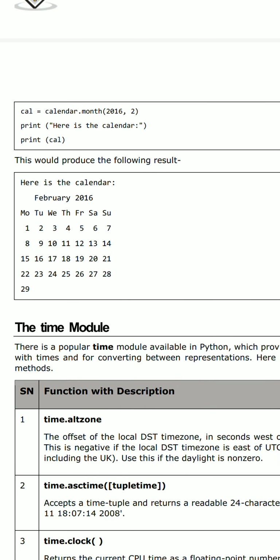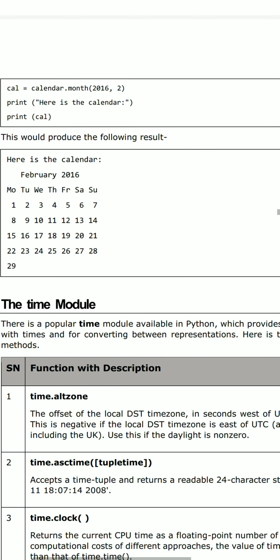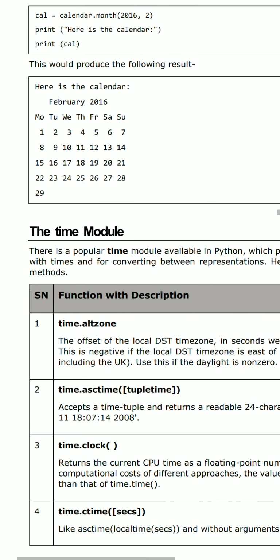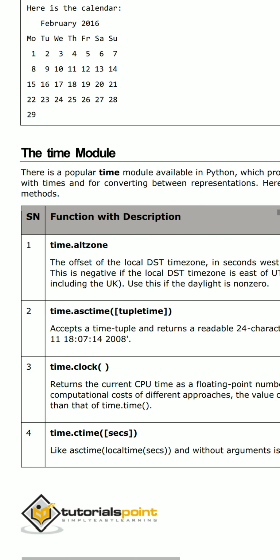Here you can get the February calendar. February is the second month of 2016. You can clearly see 2016, comma, 2. That's why the February 2016 calendar is printed onto the output screen.